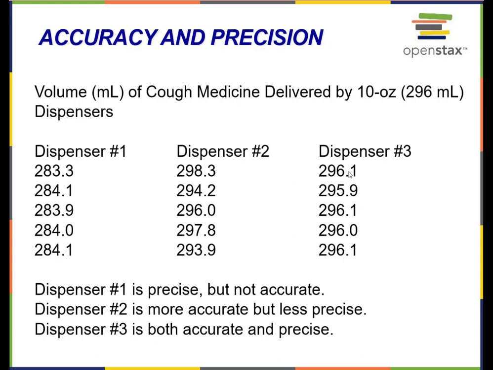And here, these numbers are very closely grouped together. 296.1 appears 3 times. So it's very precise, and they're really close to the actual value, so they're also very accurate. So dispenser number 3 is both precise and accurate.